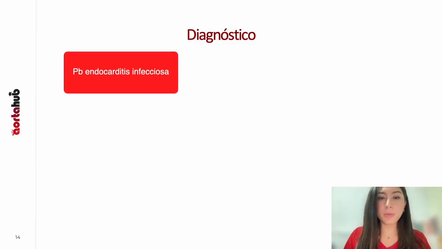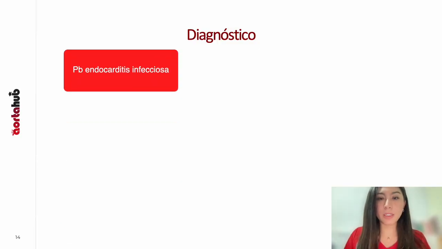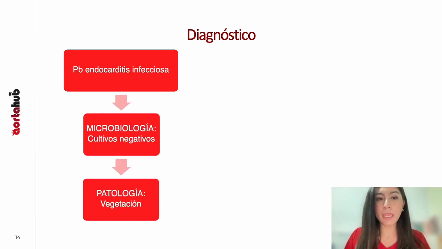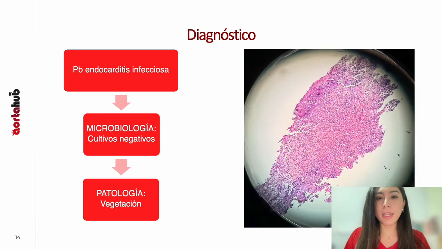A probable infectious endocarditis diagnosis can be made, at microbiology's expense with negative cultures, and later pathology reveals that it is a vegetation with a high leukocyte content.